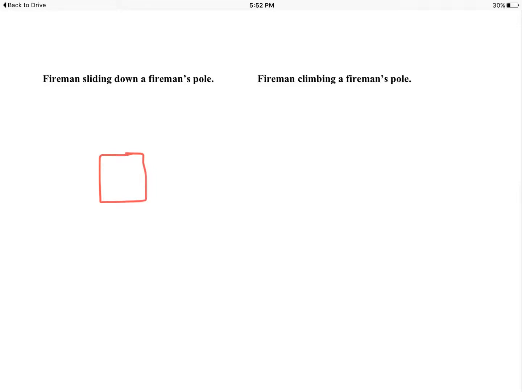Okay, I'm going to simplify this. This square represents the fireman. We don't care about the pole. We don't care about the shape of the fireman. All we care about is that there's a fireman. You can draw as a round ball or a box or a square. But what are the forces? The arrows are the most important thing. And once again, we have the force of gravity.